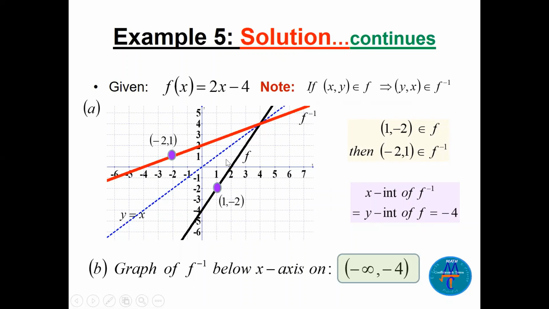So now what do we have to do? The inverse now, this is the red graph, where the graph of the inverse is below the x-axis. So we have to find this point here. See, this point is the x-intercept of the inverse, look. It's the y-intercept of the function f. So since the x-intercept of the f inverse is -4, then we can say that the graph of f inverse is below the x-axis on the interval -∞ to -4.